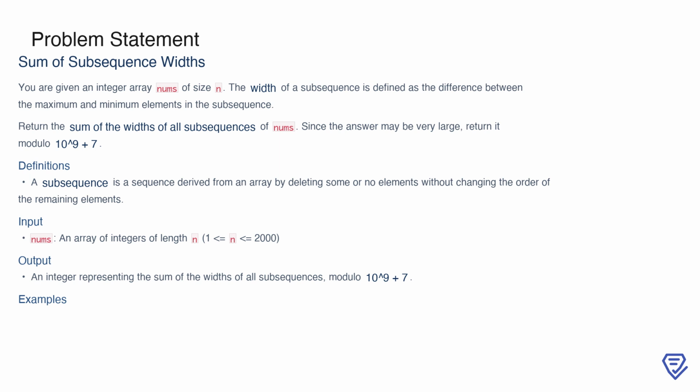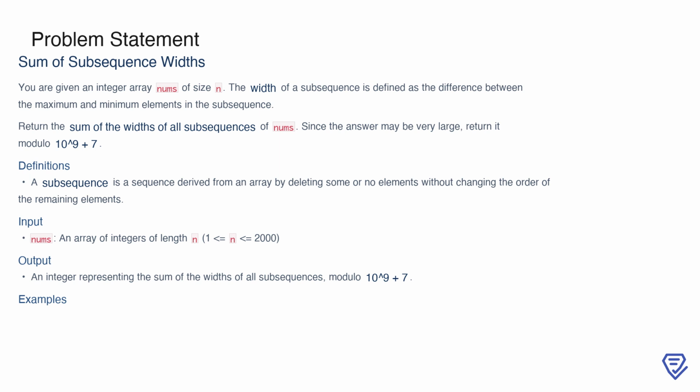However, since the total number of subsequences can grow exponentially as the size of the array increases, the result can become very large. To handle this, we are instructed to return the sum modulo 10 to the power of 9 plus 7. Additionally, it's important to note that a subsequence is derived by removing some or no elements from the array while maintaining the order of the remaining elements.